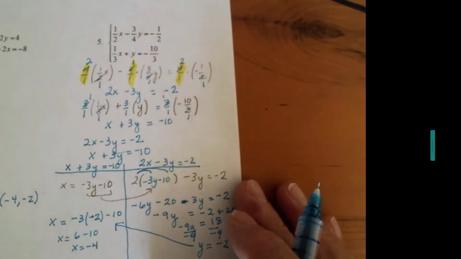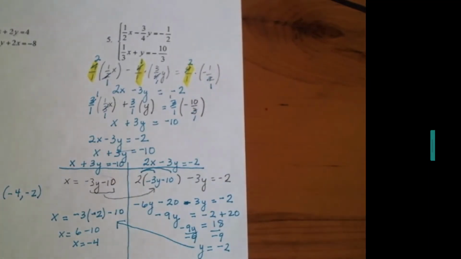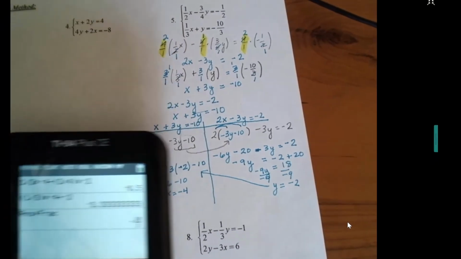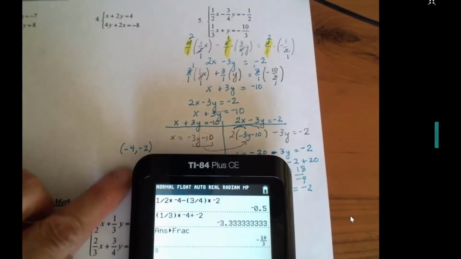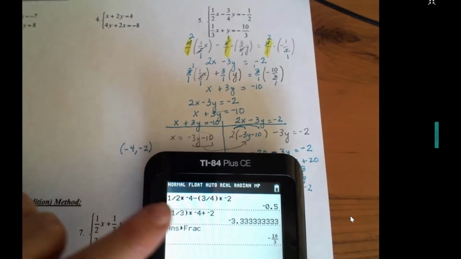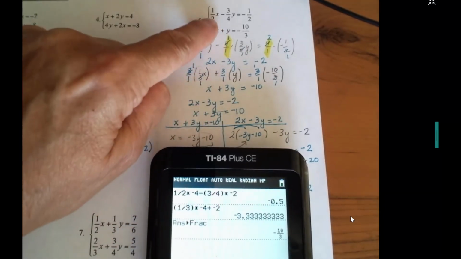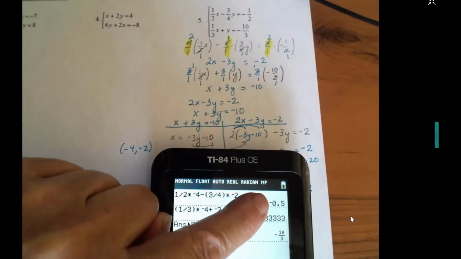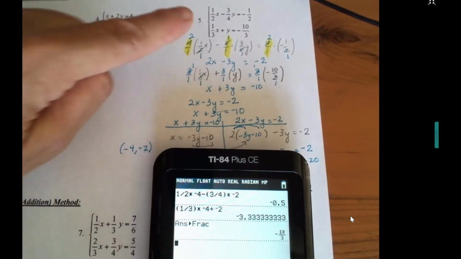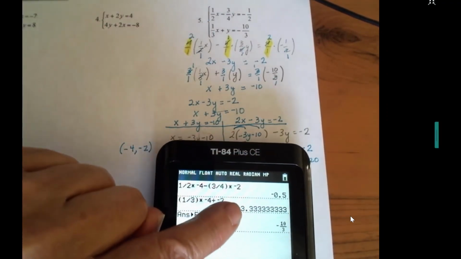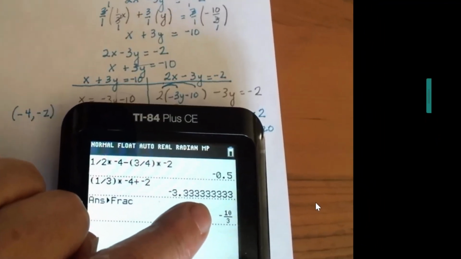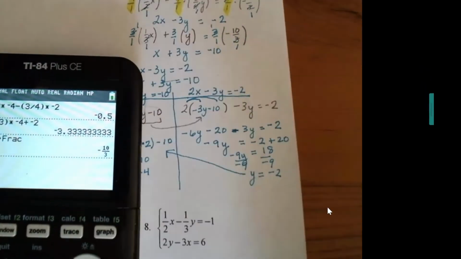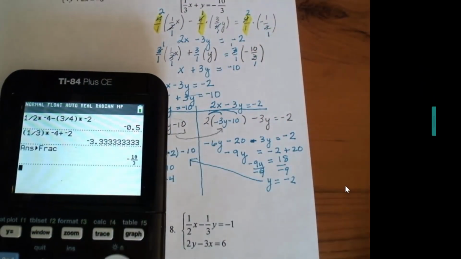I'll tell you, your calculator could be helpful in this step. In the interest of time, I went ahead and did the check in my calculator. Here's our ordered pair, and I substituted into the left side of my original equation and saw that I did get my negative 1/2. Then I also substituted it into the left side of my second equation, and I got that decimal. Then I used my fraction key to get my negative 10/3. So that's my check. It's a good idea to always check your answers, especially if you're in a test situation. Just use your calculator. Okay, I hope that helps.